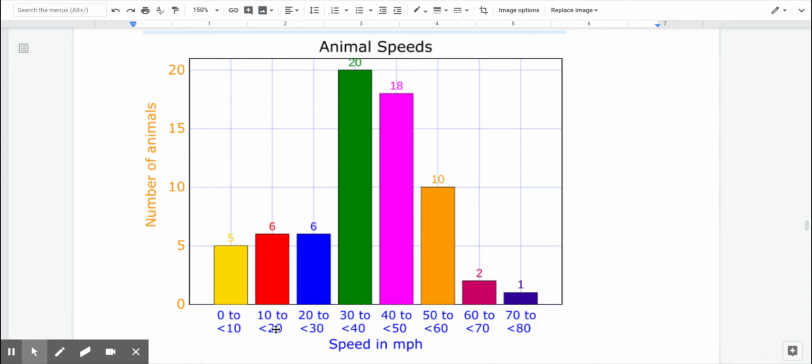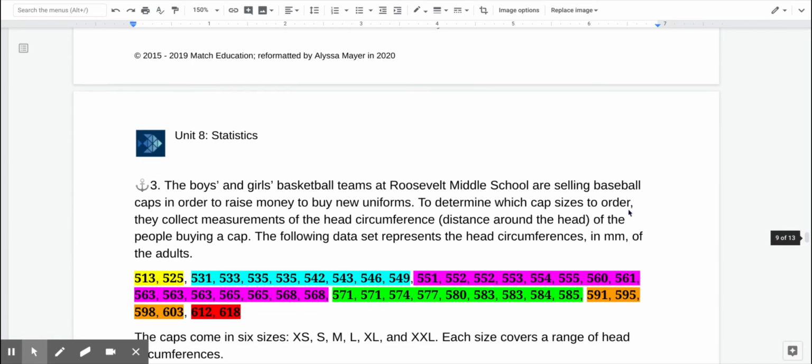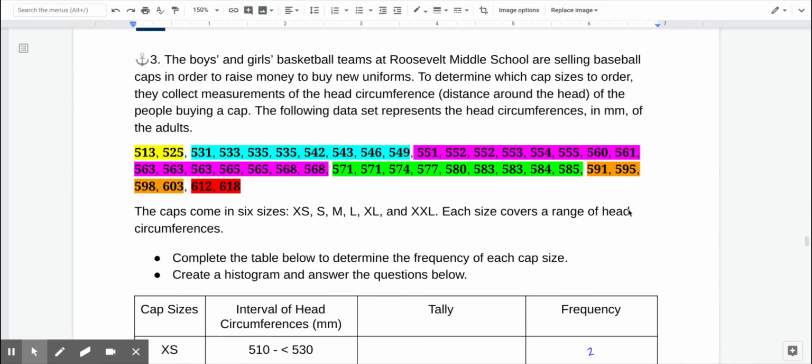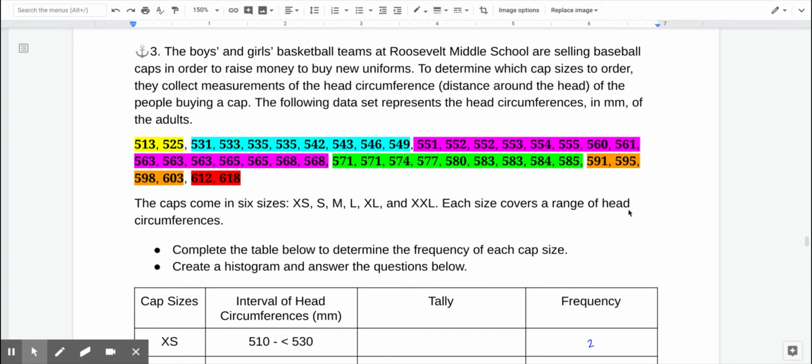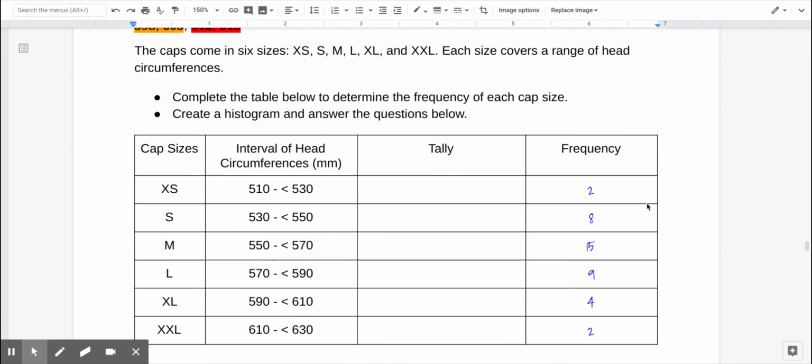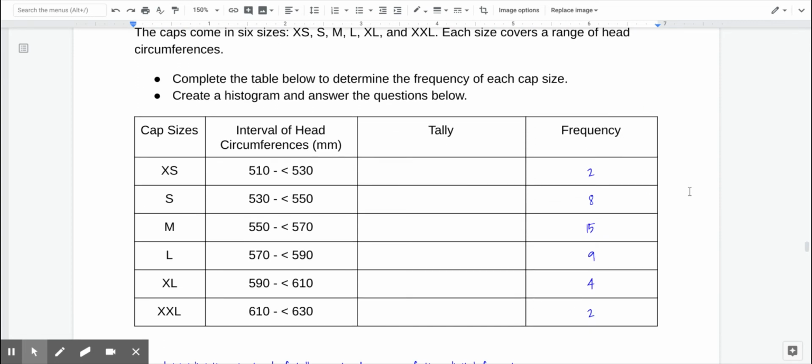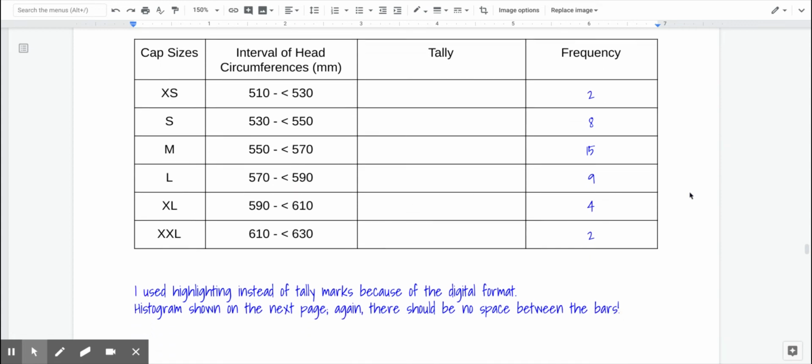And I want to point out again that this line at 20, there would be no space there if this were a proper histogram. Because I was doing this electronically rather than make a tally chart, I used highlighting in different colors to keep track of the different numbers to make my frequency chart. And then again in the histogram, I'm going to show you there should be no space between the bars.